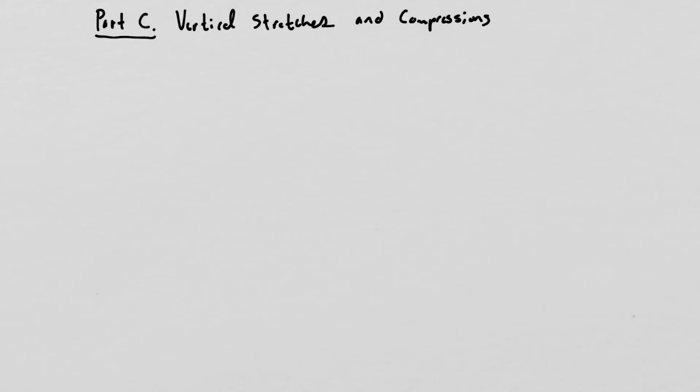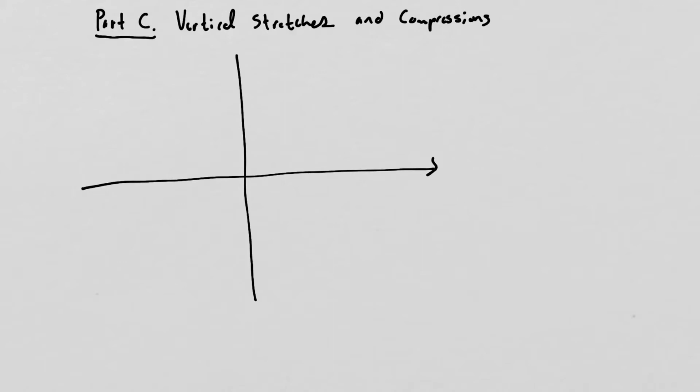In this section, we'll be looking at vertical stretches and compressions. This is going to occur when we make our y values bigger or smaller than the previous graph. Let's see a picture of what a vertical stretch or compression would look like.